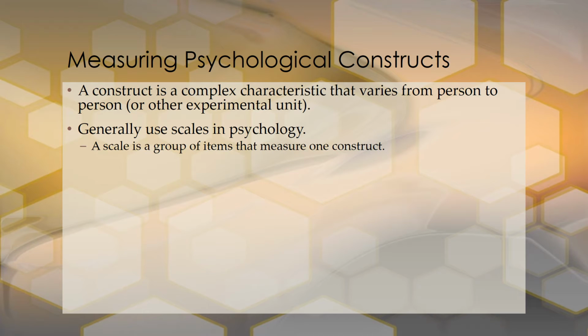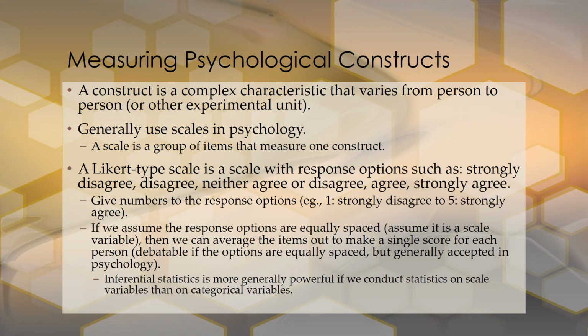And we use multiple items for a construct because it's hard to measure generally, and we think it's more reliable to have more items than just one item for a construct. A Likert type scale is a scale with response options such as strongly disagree, disagree, neither agree nor disagree, agree, or strongly agree, or something similar to those. They don't have to be exactly that, but something similar. So they're generally for things that are opinions or attitudes. And you ask someone, how much do you agree or disagree with the following statement?